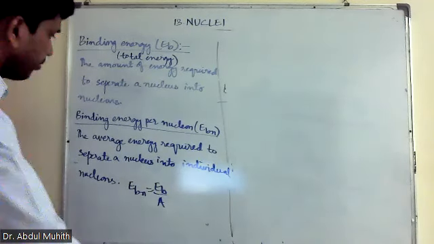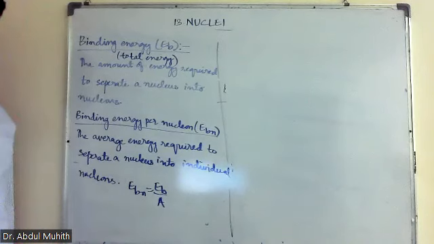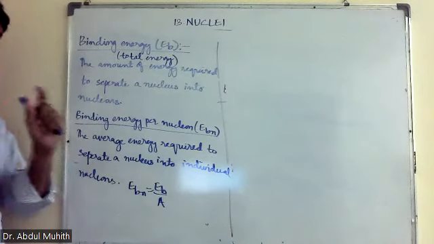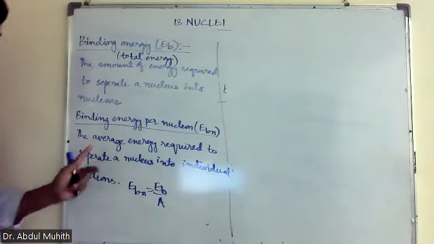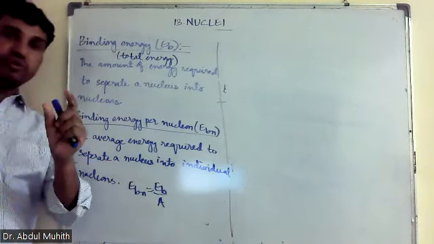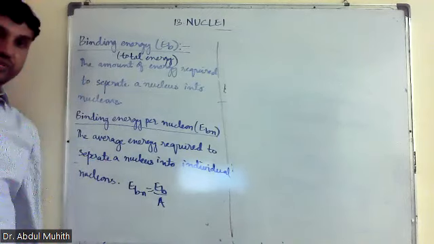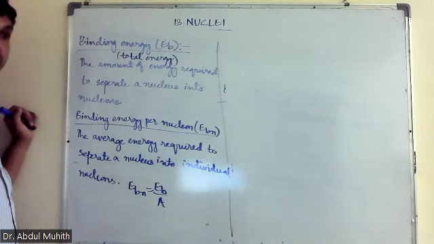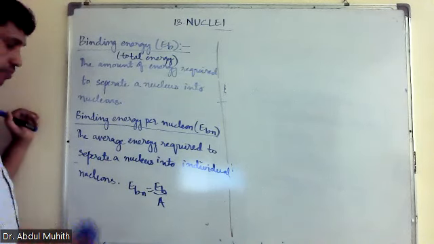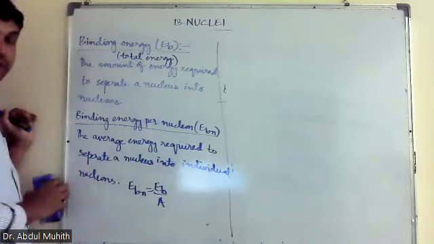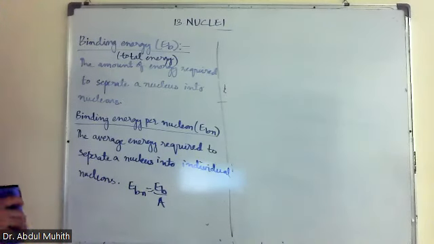Okay, so I'll go with the graph. Did you copy this one, all of you? Binding energy, once again, is the total amount of energy required to separate a nucleus into nucleons. That's the entire nucleus. Binding energy per nucleon means only one pair, like one neutron and proton. So the average energy required to separate a nucleus into individual nucleons: for one pair of proton and neutron, how much energy is required to separate them? That is said to be binding energy per nucleon. Is that clear?